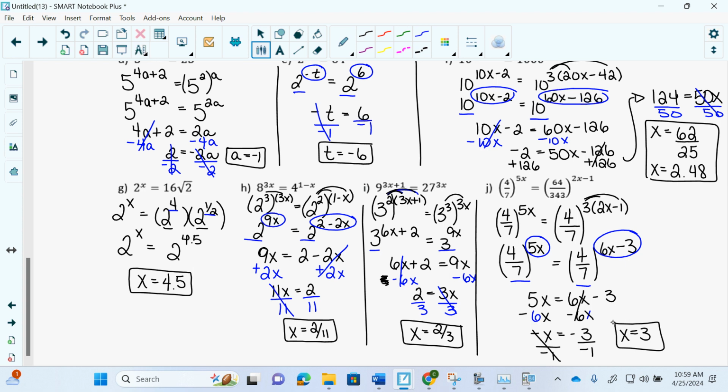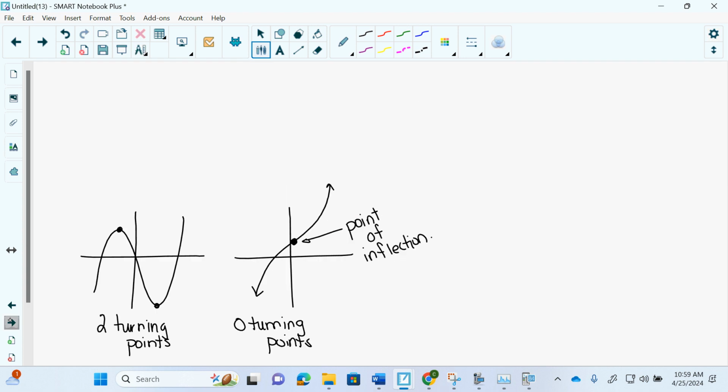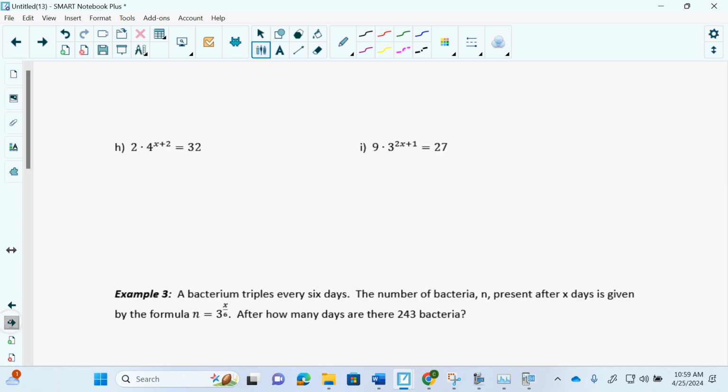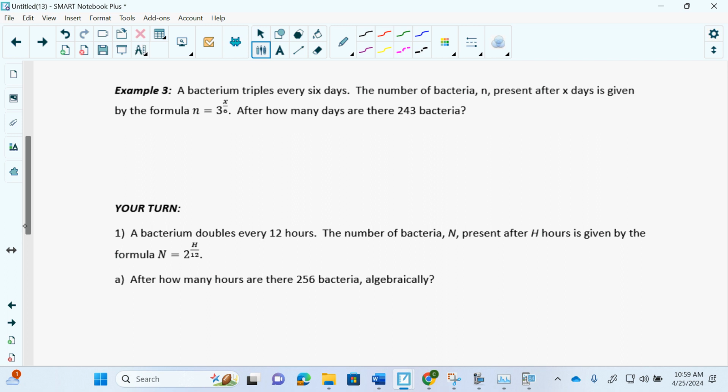Okay, we're going to flip over then. We're going to go to a word problem just to show you how we can use this actually in a word problem. We're going to look at example 3.